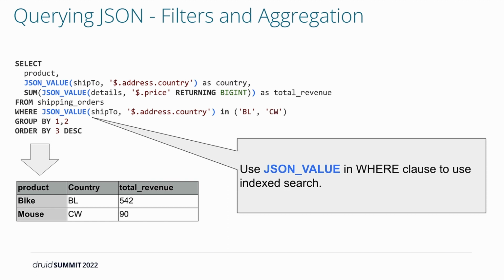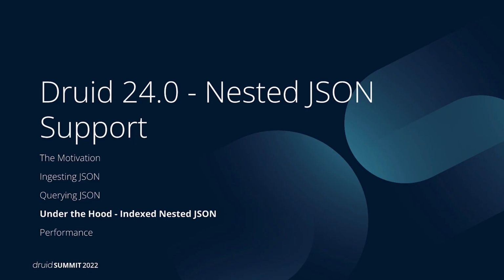Additionally, you can use them for filtering, and this is where all the automatic indexing capabilities come into play. By using this condition, JSON value on the ship to field for country, in or equal or greater than, or any of the condition capabilities that Druid can do, you'll be able to use the underlying index to find these rows and do so very quickly. So you get the same speed that you would from a regular JSON column, but you access it through this JSON value function. I'm sorry, through a Druid column, not a JSON column.